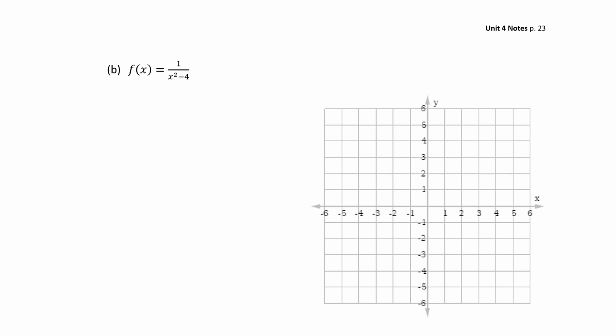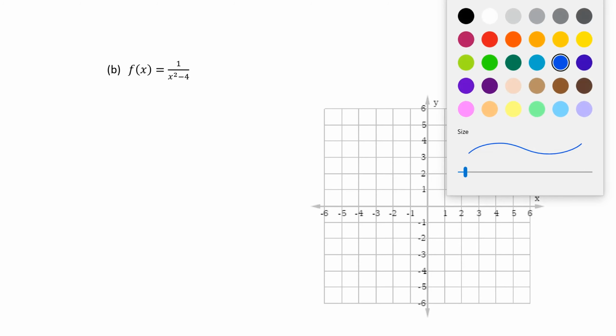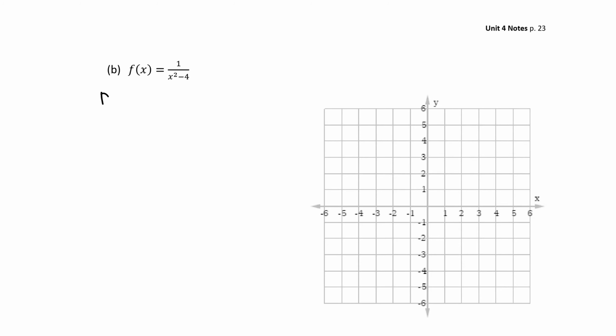Okay, let's go through that process again, starting with the domain. The domain is going to occur everywhere except where the denominator is 0. So I'm going to find the restricted values of the domain by setting the denominator equal to 0 and solving for x. Notice I solved that with the square root property.